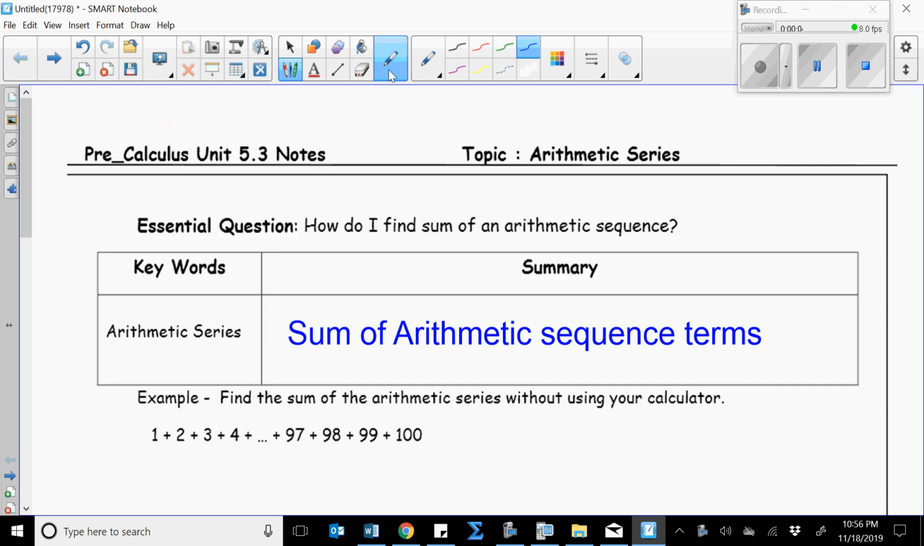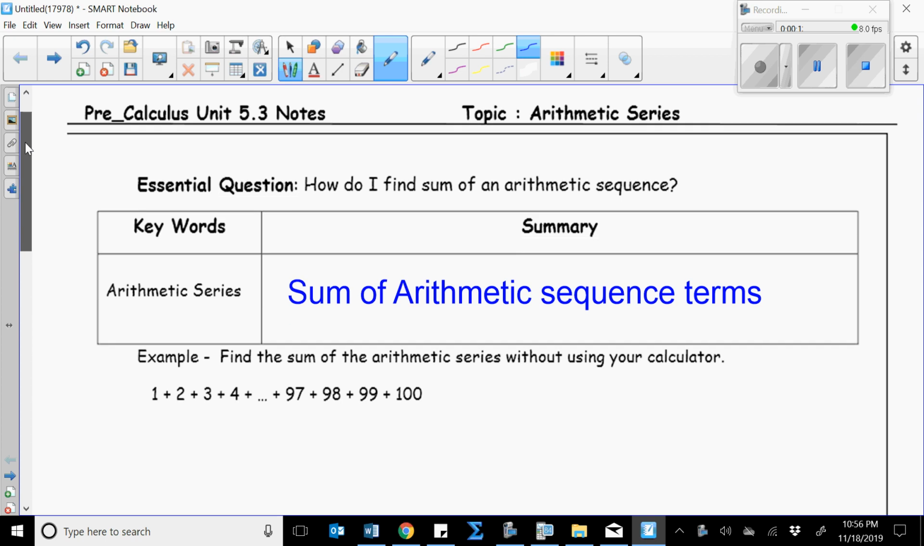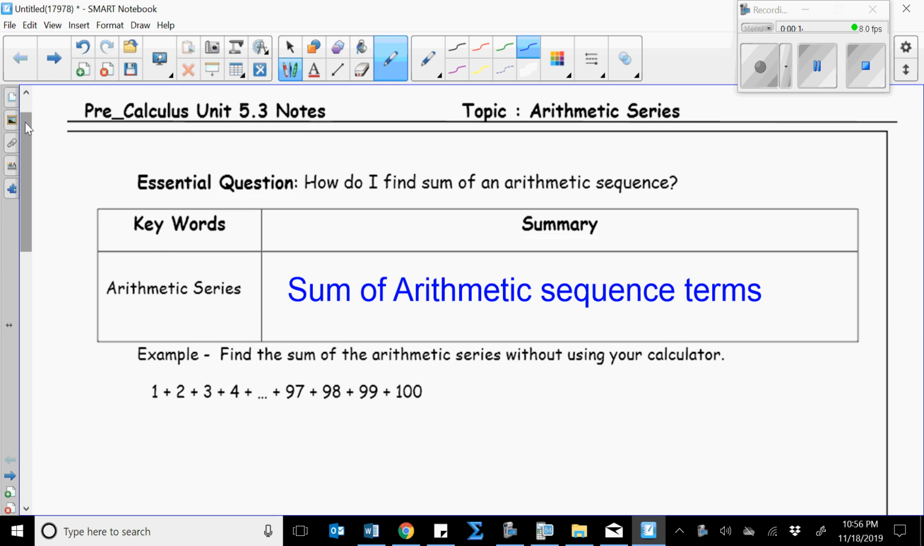Hi everyone, today we're going to learn about arithmetic series. If you remember, we have talked about the difference between series and sequences. We said that a sequence is when you are listing the terms, like 1, 2, 3, and so on. And a series is when you add up the terms, like 1 plus 2 plus 3 and so on.